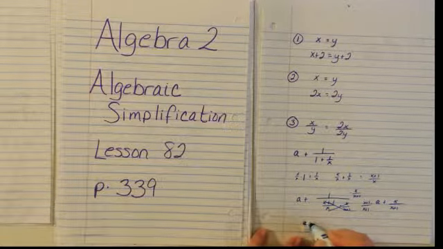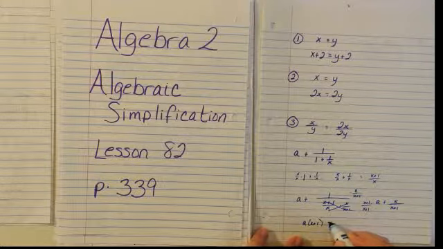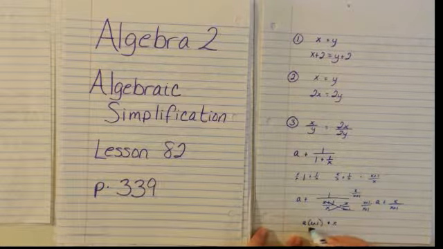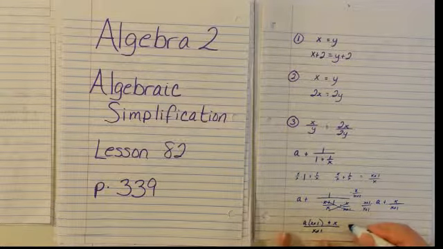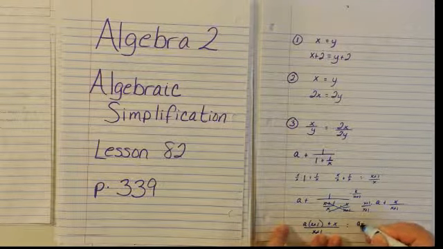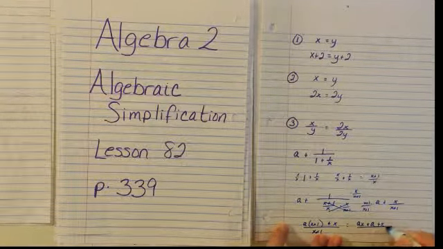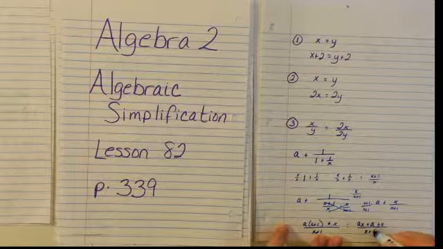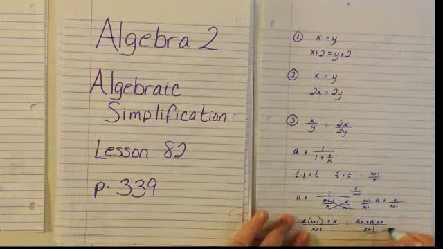So we have a times x plus 1 plus x all over x plus 1. Right? And now we're going to simplify by pulling things out of the parentheses. So we have ax plus a plus x all over x plus 1. Okay? And that's going to be your answer.